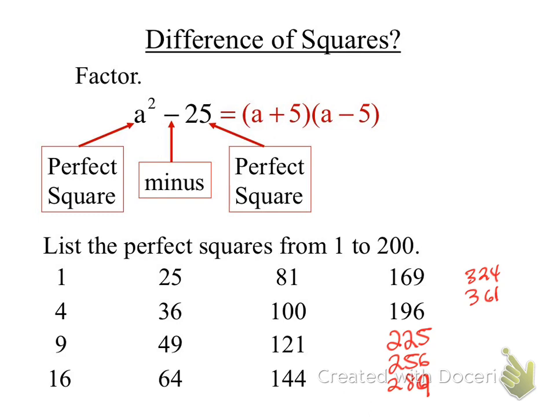19 squared is 361. 20 squared is 400. 21 squared is 441. 22 squared is 484. 23 squared is 529. 24 squared is 576, and 25 squared is 625. You need those memorized. Those numbers are going to come up factoring all the time. If you have to sit there and try to figure out what the root of 529 is, it's going to take time and you're not going to finish your test. Am I clear? So go home and memorize this.